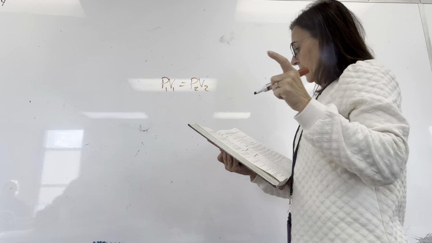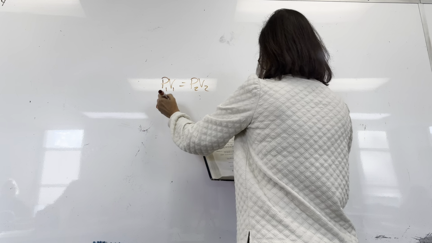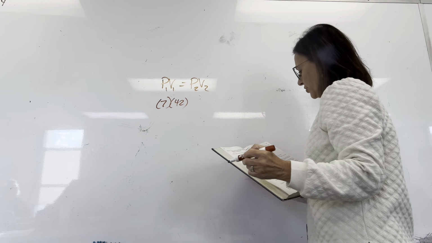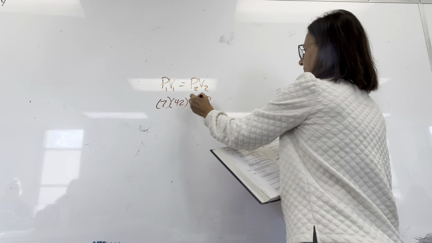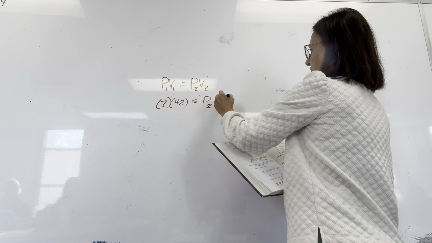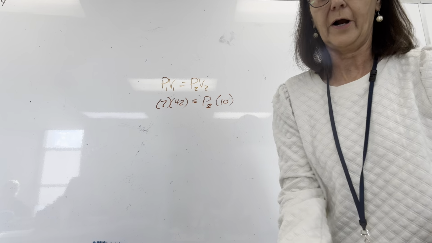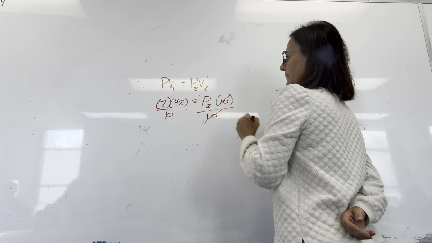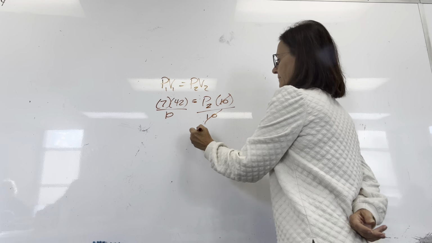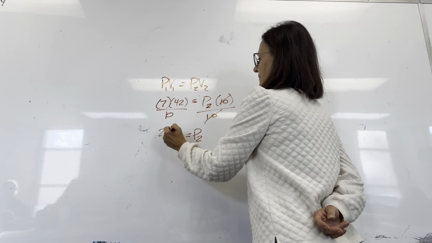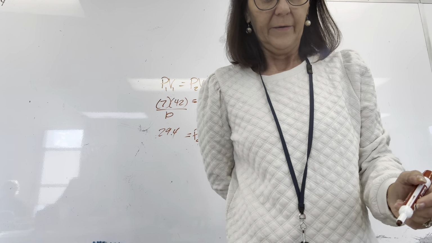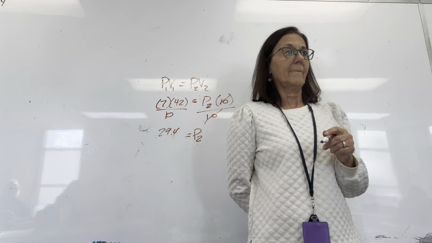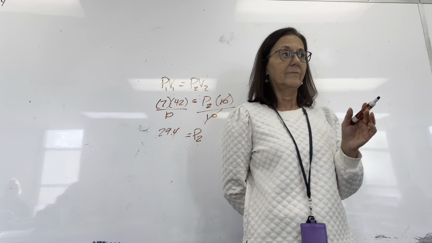All right? The original pressure was 7 atmospheres and the original volume 42 liters. If the volume was reduced to 10 liters, what was the final pressure? Well, here you're just dividing by 10. What's 7 times 42 divided by 10? 29.4. Is that right? Yes, 29.4 atmospheres. Got it? Okay.